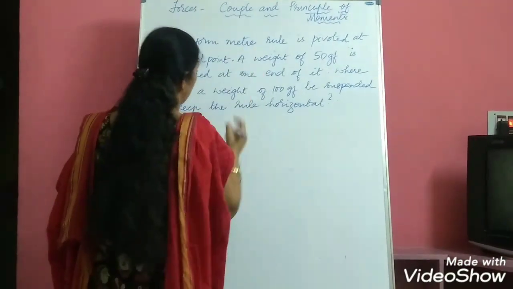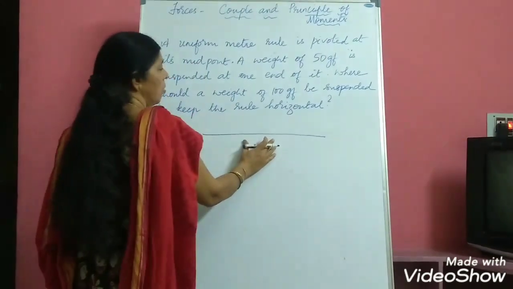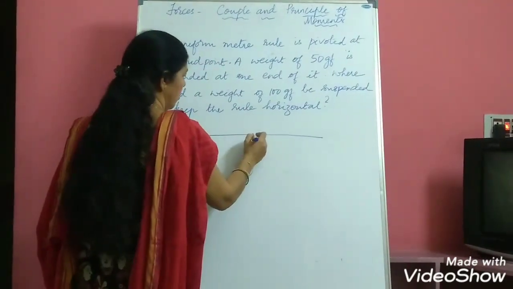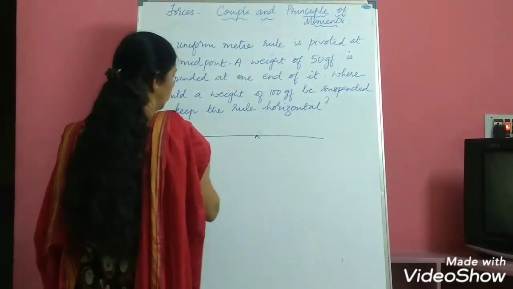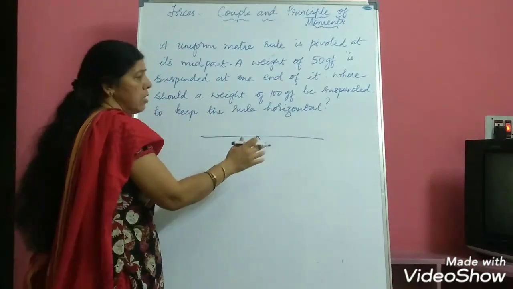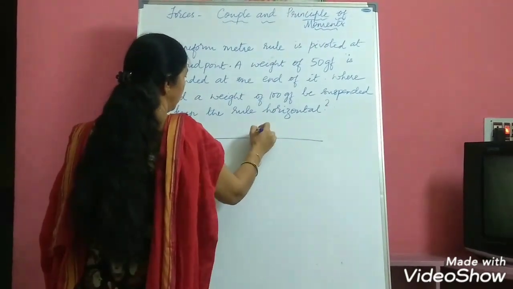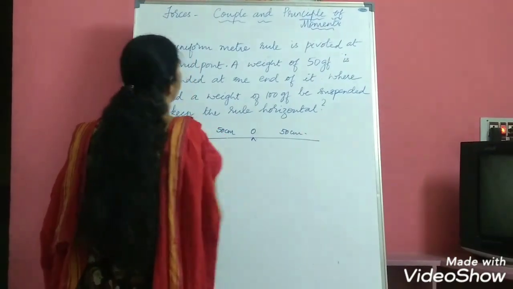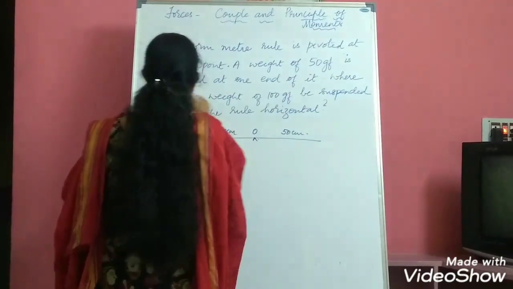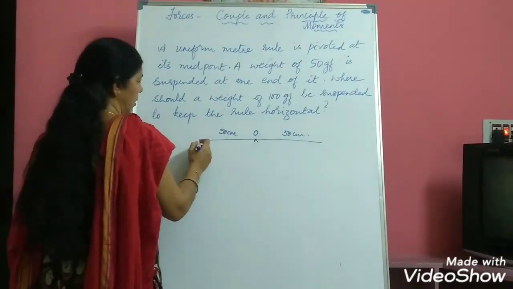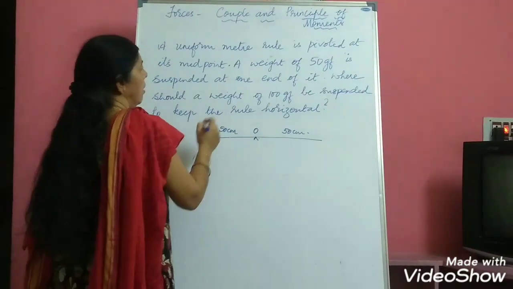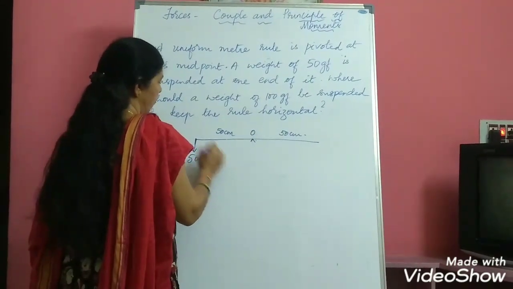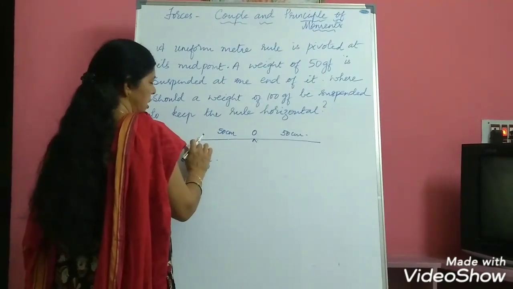So, what he is telling, a uniform meter rule. Usually it will be 100 centimeter, and it is pivoted at its midpoint. So, at its midpoint it is supported. Uniform meter rule will be 1 meter rule or 100 centimeter rule. If it is pivoted at its midpoint, then this side will be 50 centimeter and this side will be 50 centimeter. Now, what is given? A weight of 50 gram force is suspended at one end of it. So, any one end, I will consider this end. At this end, a weight is suspended, and this is equal to 50 gram force. Now, this will be equal to 0 if you consider from this end.